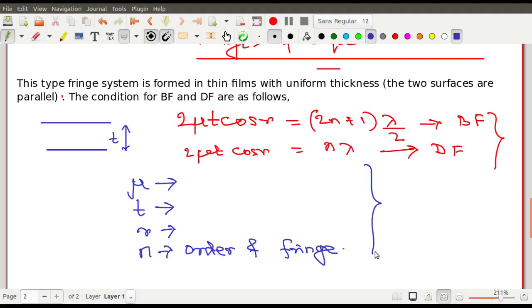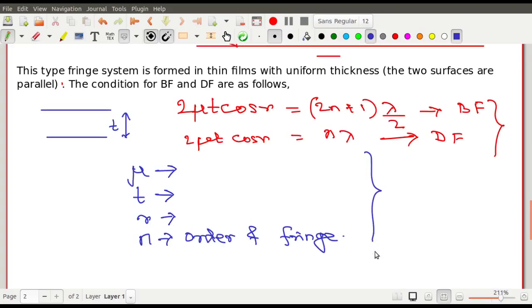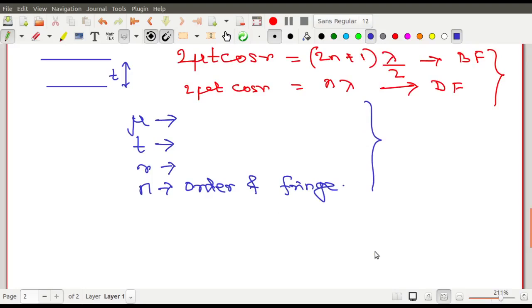So once you have written all these yourself, you ask why do you get fringes of different orders over here? Fringes of different order means n will change. Now what are fixed quantities? Refractive index is fixed, thickness of the film is fixed, wavelength of light is fixed. So what is varying? If you have to vary n, what can you vary in this case? You can definitely vary only this cosine r, that is the angle of refraction.